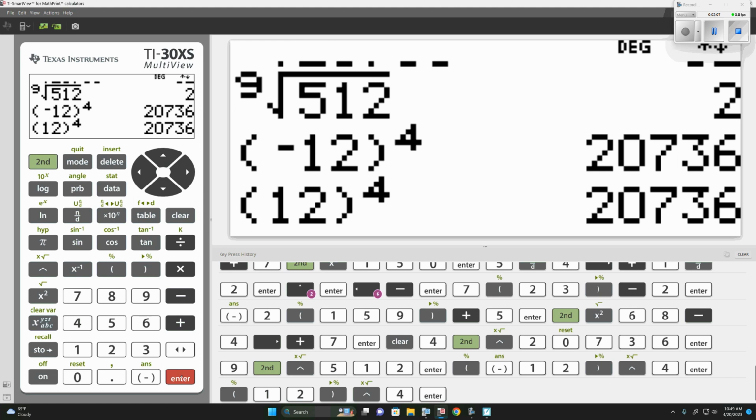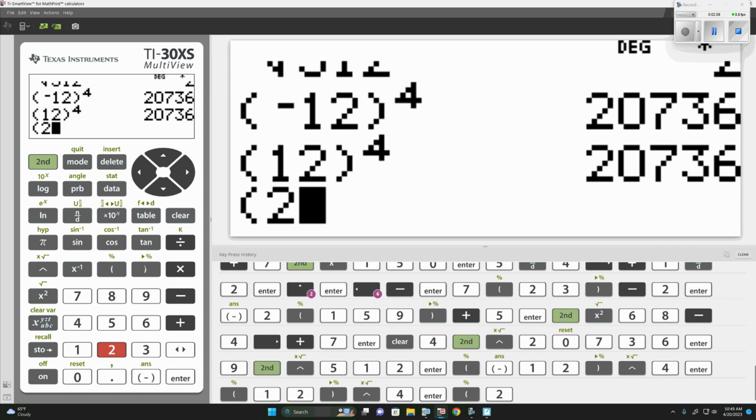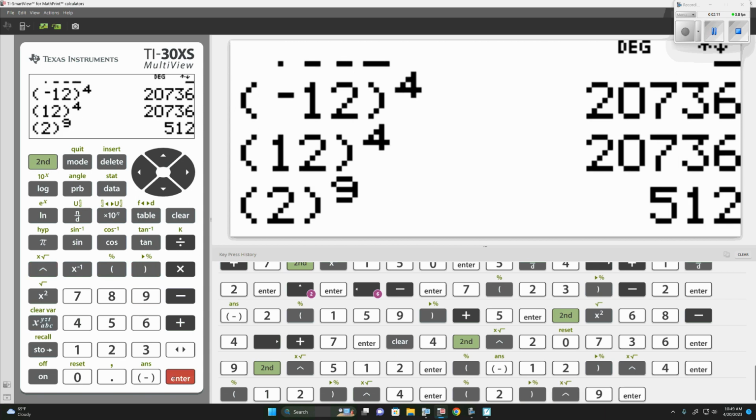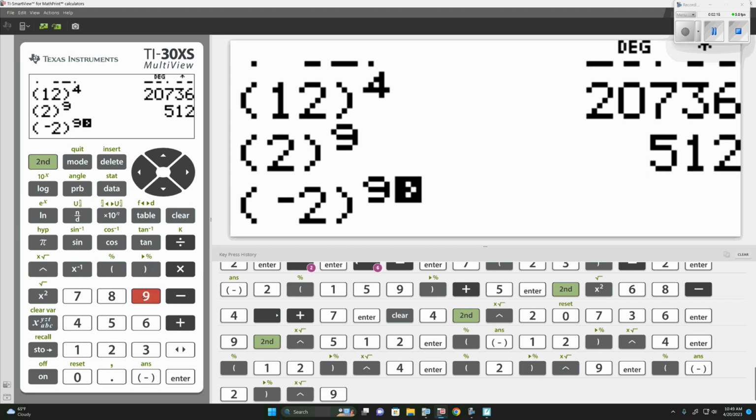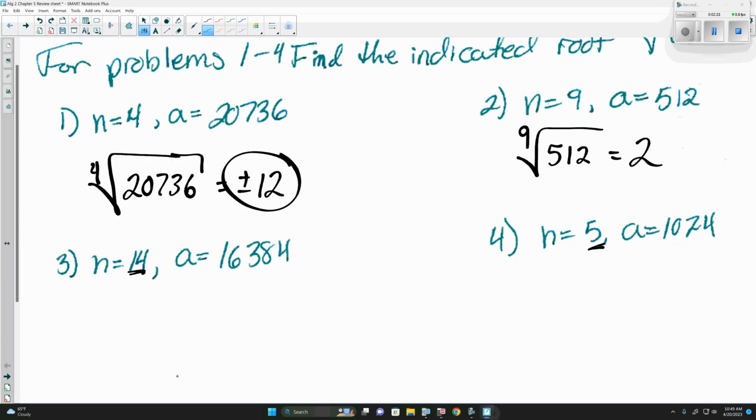Now the next one, 2 to the 9th is our 512. If we said negative 2 to the 9th, we don't have 512, we have negative 512. So the positive and negative case does not work for that one. Only works with even roots. We only add plus and minus on even roots, not odd roots. Any other questions on 1 through 4?